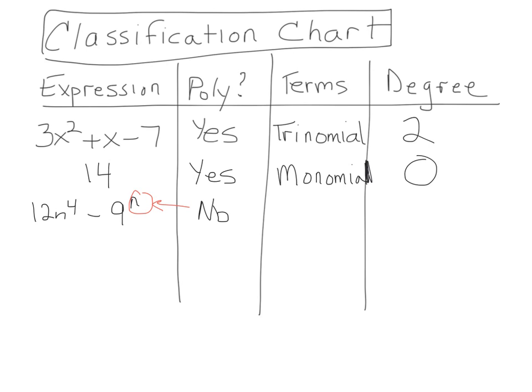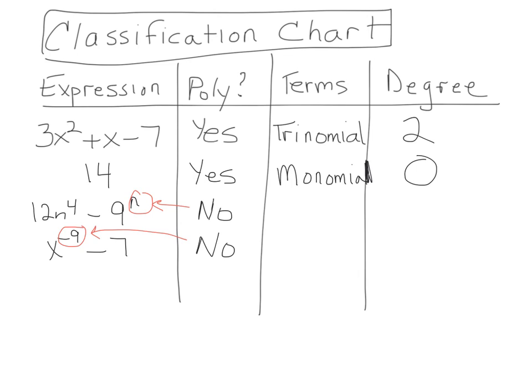Let's go with x to the negative 9th minus 7. Is that a polynomial? No, it is not a polynomial. You cannot have a negative exponent.